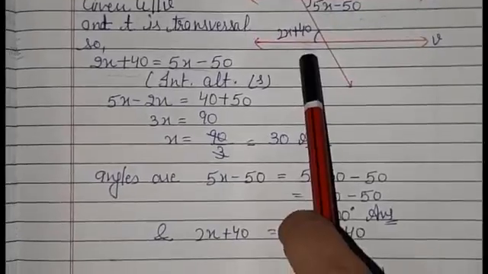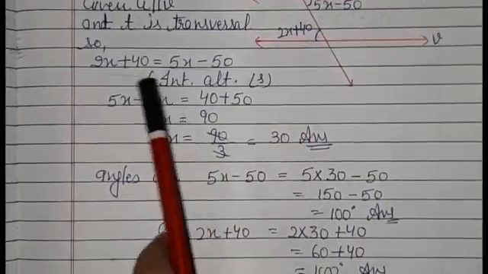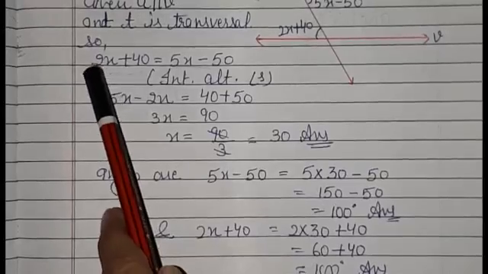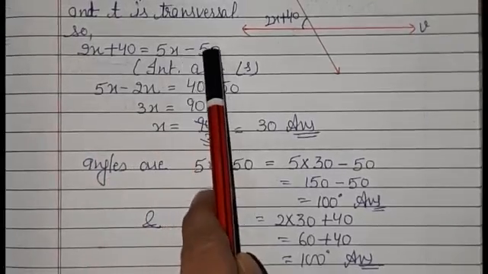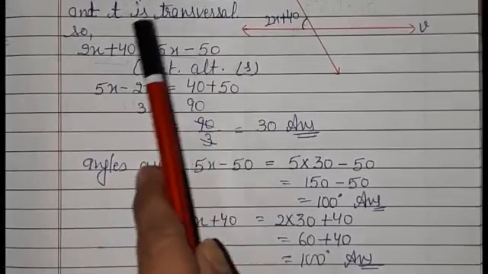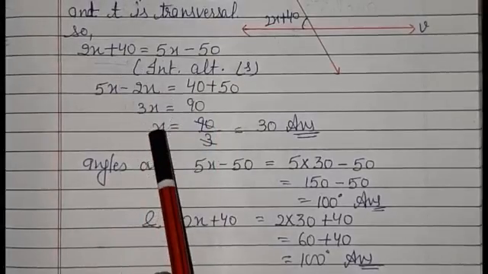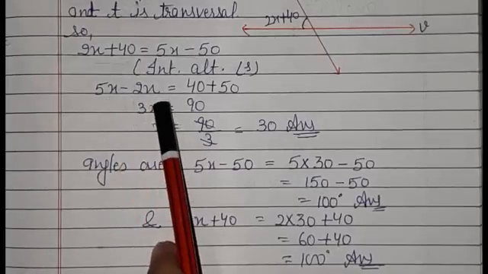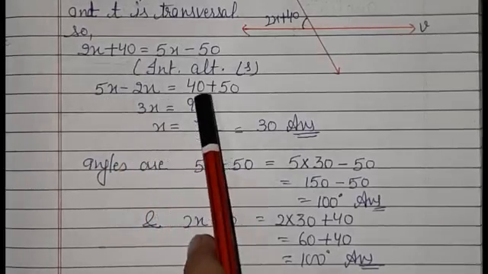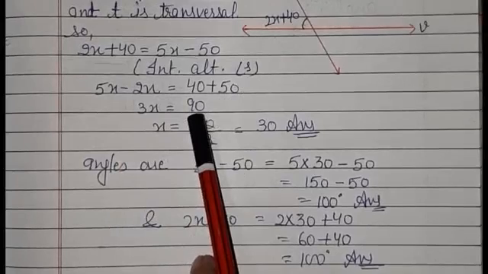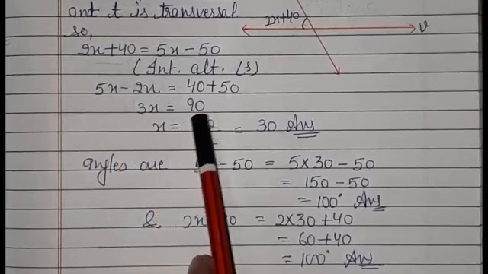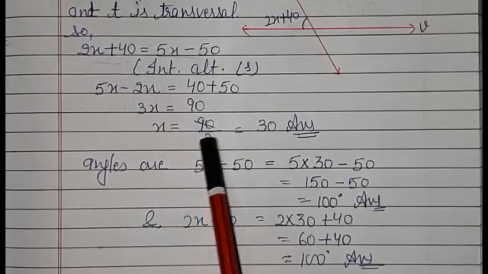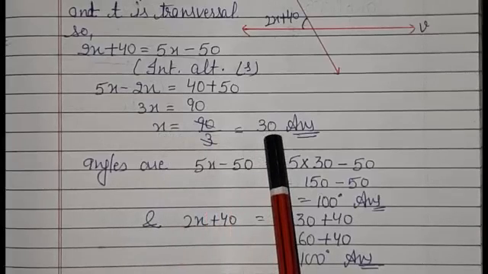Right? Now calculate, transpose 2x from left hand side to right hand side and 50 from right hand side to left hand side. When we will solve, 5x minus 2x is equal to 3x and 40 plus 50 is equal to 90. So 3x is equal to 90, value of x is equal to 30 degree. Right? This is the first answer.